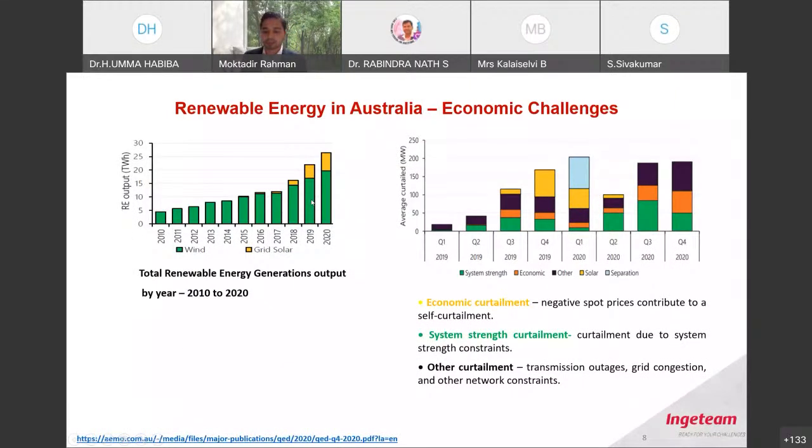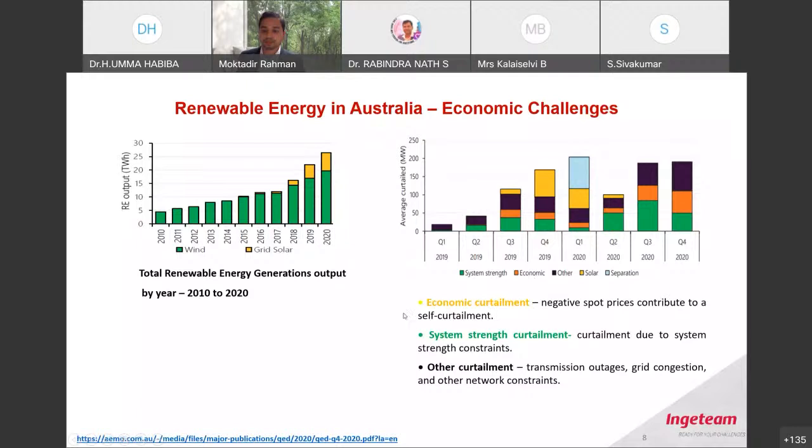Okay, so I'd like to talk a little bit about what is happening in Australia, and why I'm going to say this is the economic challenge that solar plant owners are facing. For example, in Australia, comparing 2000 to 2010 and 2020, you can see the massive growth of renewable integration. On your right-hand side, you can see a beautiful colored picture, but there is some scary news here. The green line represents the system strength, the orange is economic.